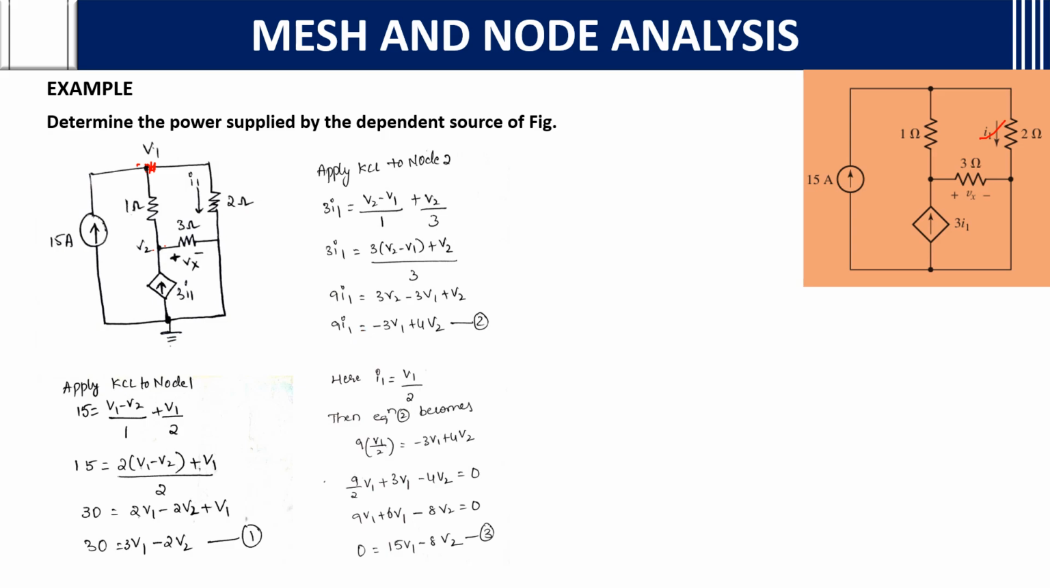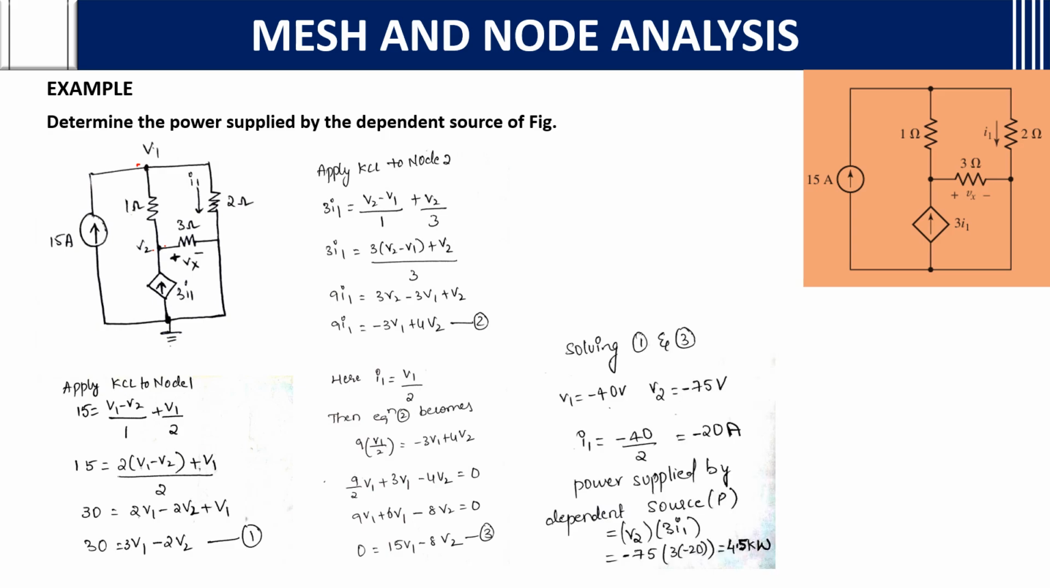Equations 1 and 2 are in terms of V1 and V2. If you solve them, you will get V1 as minus 40 and V2 as minus 75. We need the power at 3I1, so we need to know the I1 value. I1 equals V1 by 2. V1 value we know, minus 40 by 2. We will get minus 20 amperes.